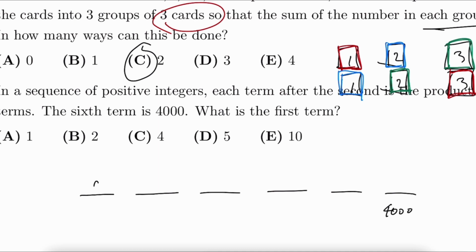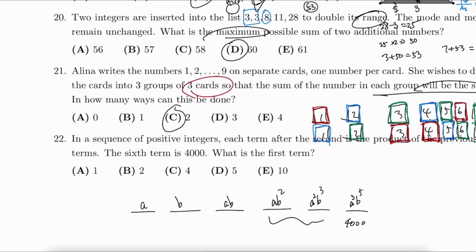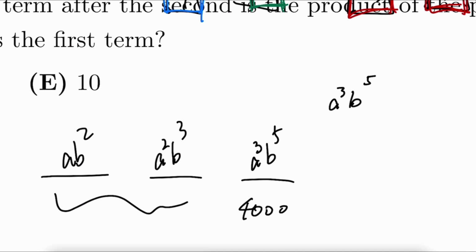Then the third term is AB. The fourth term is going to be this product, AB squared. The fifth term is going to be A squared B cubed. And the sixth term is going to be A cubed B to the fifth. It says it's a sequence of positive integers, so A and B are positive integers. How can we have A to the third times B to the fifth equals 4,000?